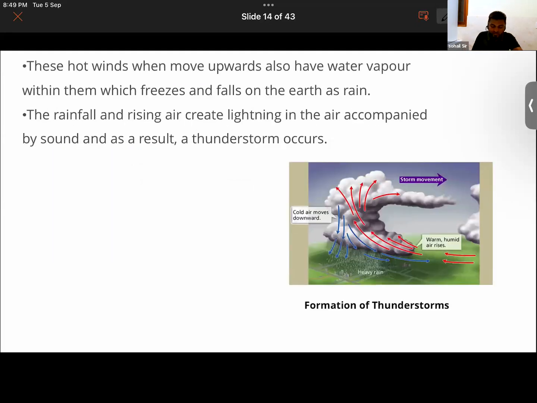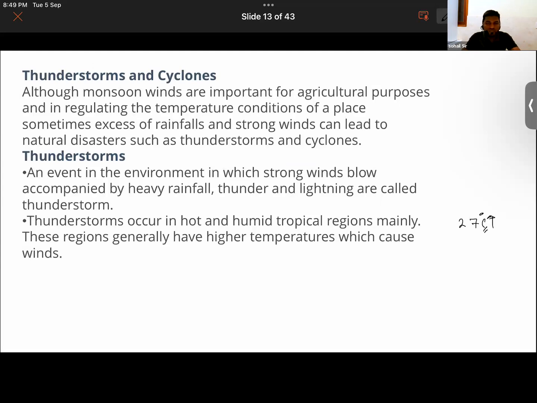By the way, you said the ocean is at 27 degrees Celsius? If the temperature rises above 27 degrees Celsius.